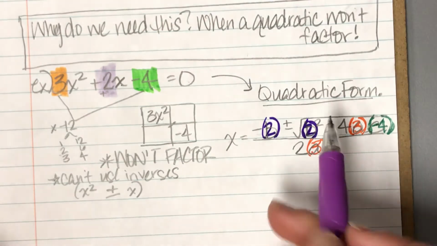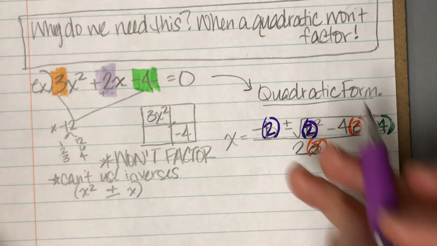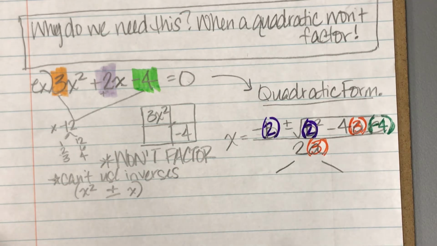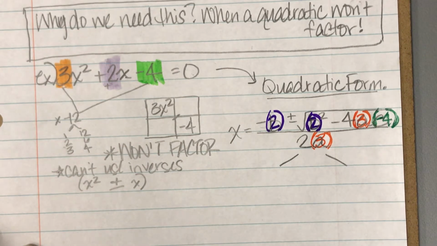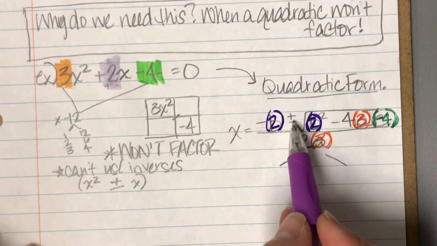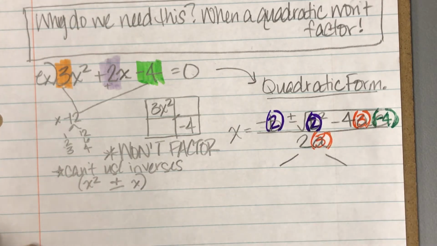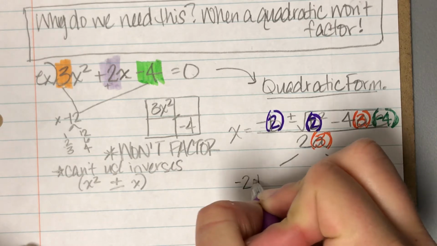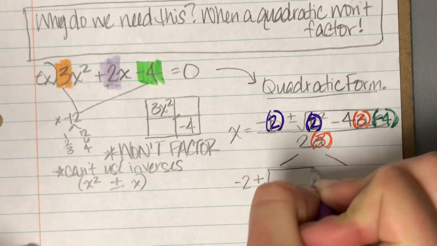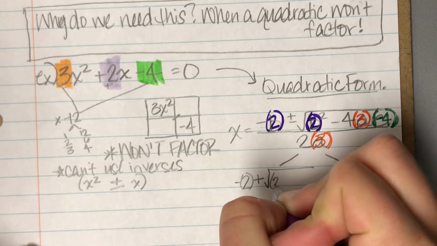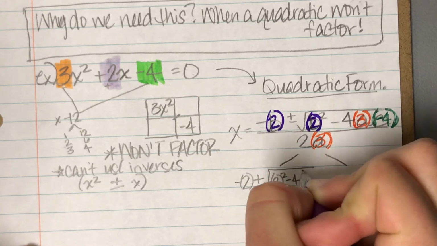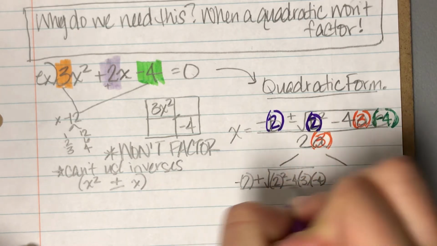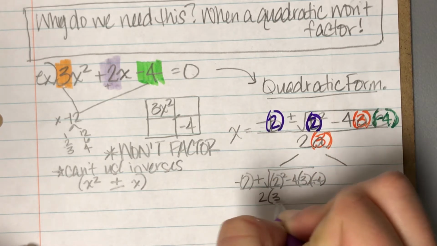Now, this has this weird symbol in here, plus minus. We've talked before about how quadratics have 2 different answers, okay? This plus minus is how I'm going to get my 2 different answers. All it means is, okay, my answers are -2 plus or minus the square root of 2 squared minus 4 times 3 times -4, all divided by 2 times 3.